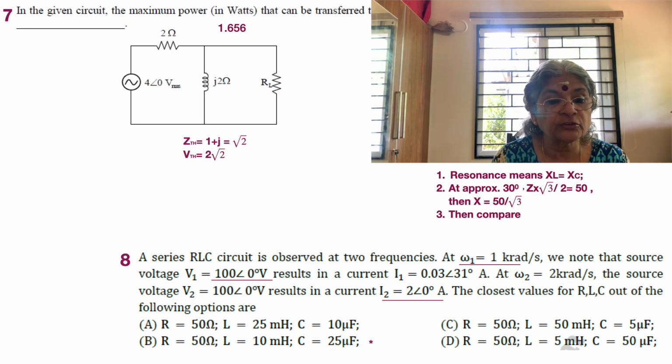Okay, at 2000 hertz, sorry, at 2000 hertz, which is the closest value of R, L, C out of the following options? So many options are given. The first processing that we will be doing will be to process the phenomenon of resonance.